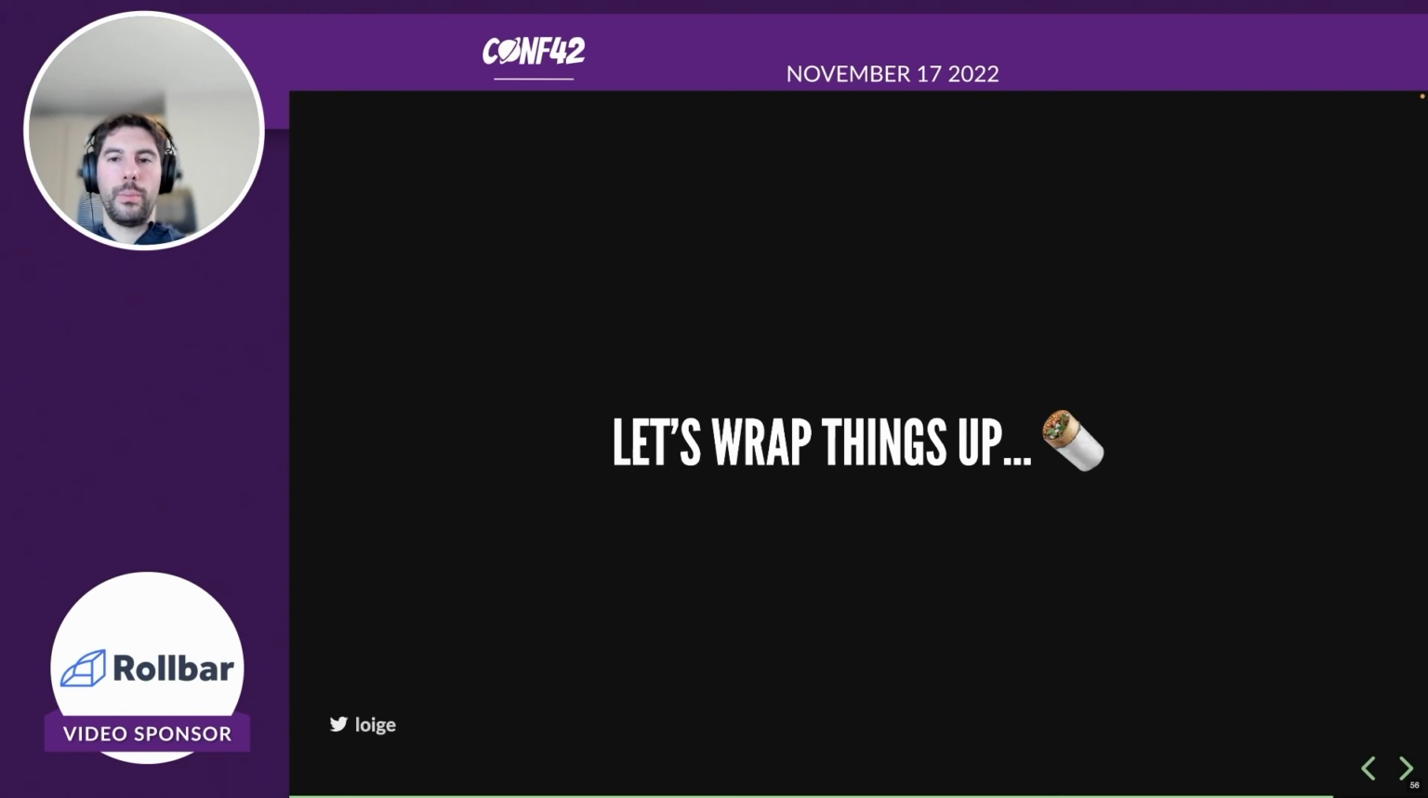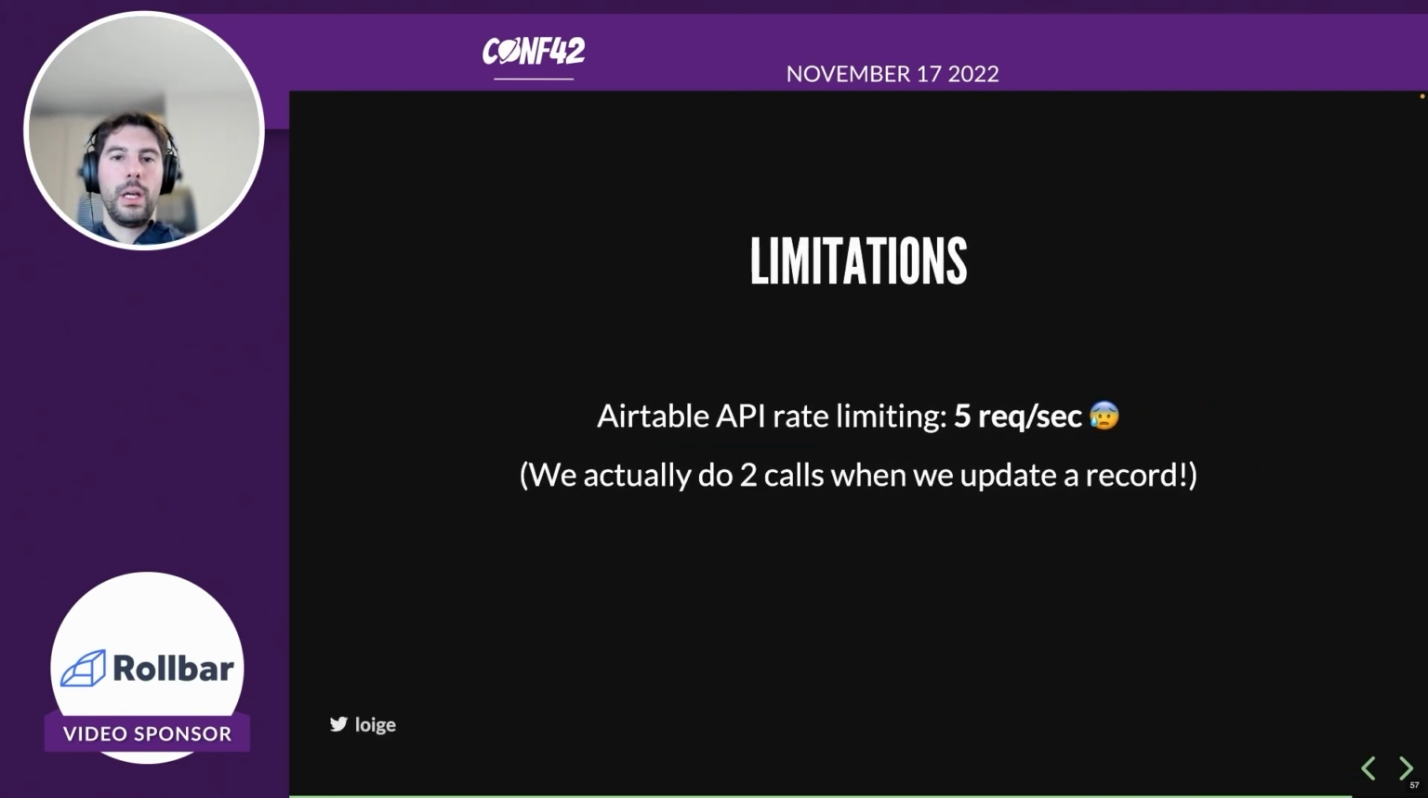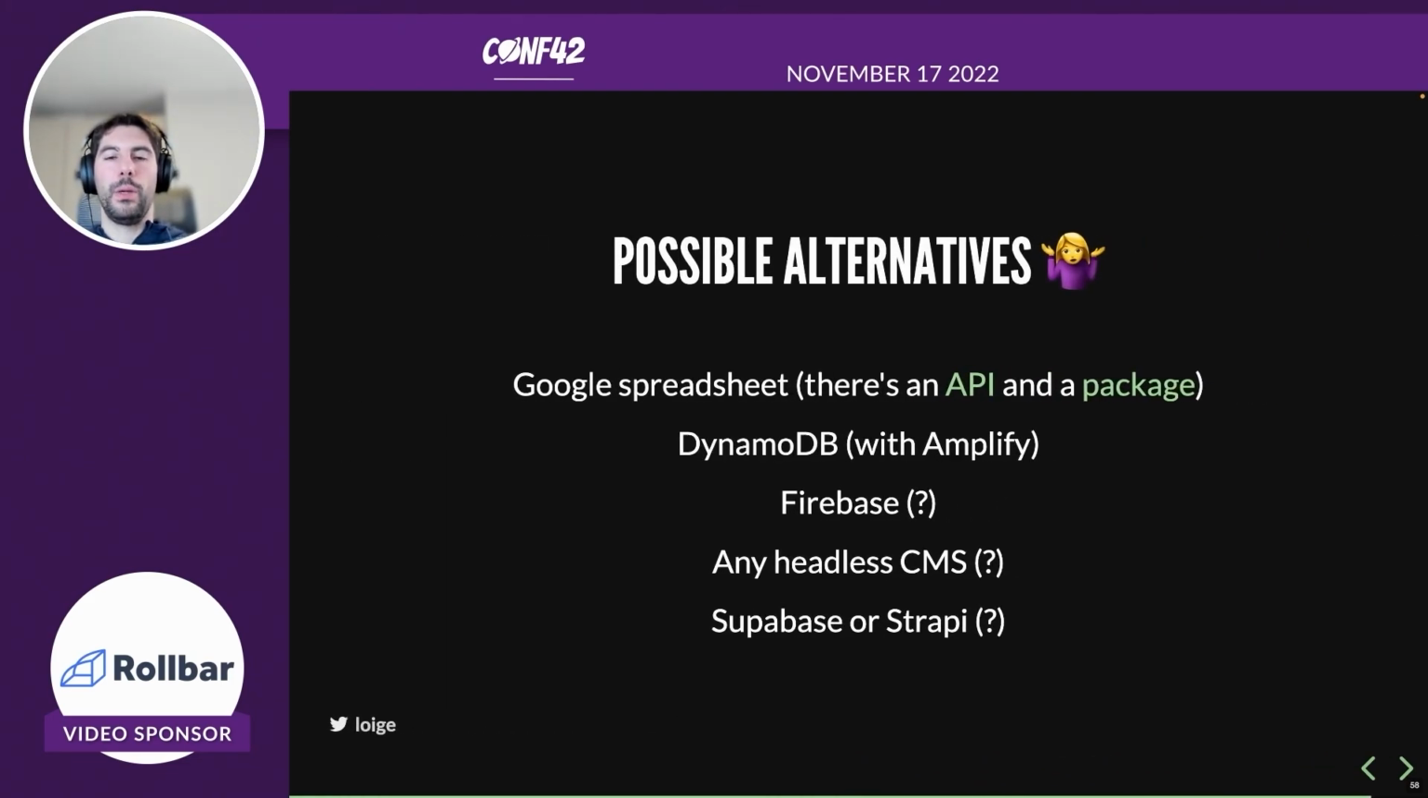So we are done pretty much with this talk. Let's try to recap and wrap things up. What are some of the limitations that you might incur with this solution? Airtable, when you use the free plan, has very strong rate limiting. You can only do 5 requests per second. And keep in mind that when we update a record, we actually do 2 requests, because we need to make sure that the invitation code is correct, and then we update the invite code. So that could be one of the problems.